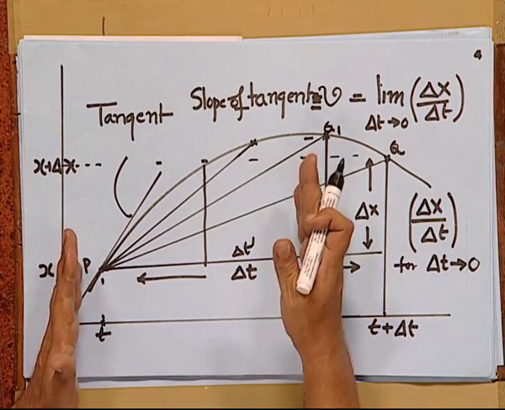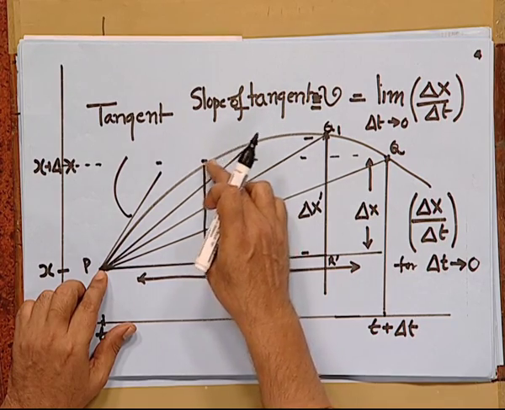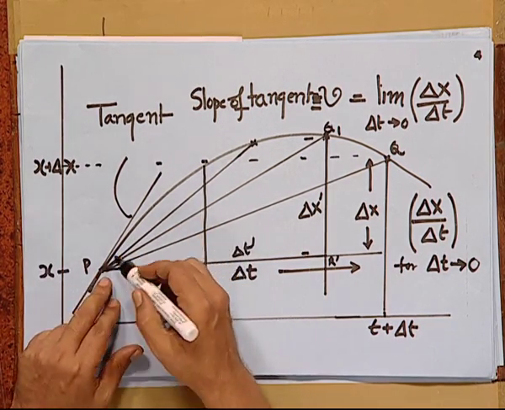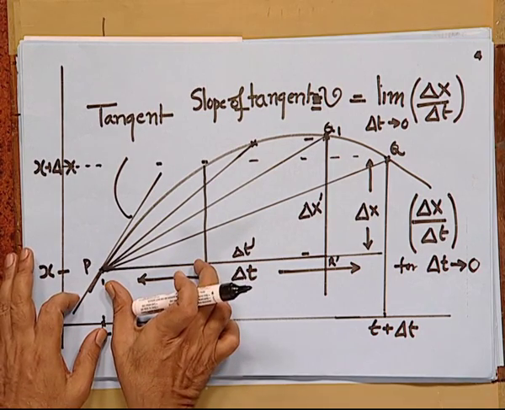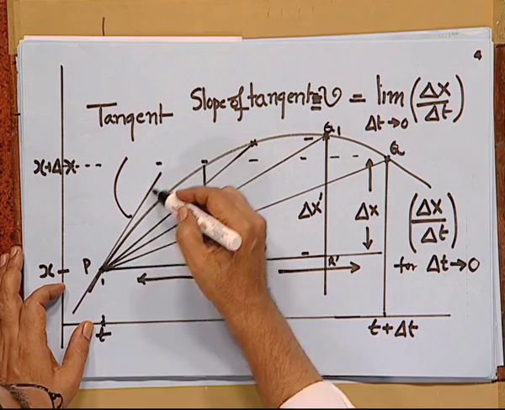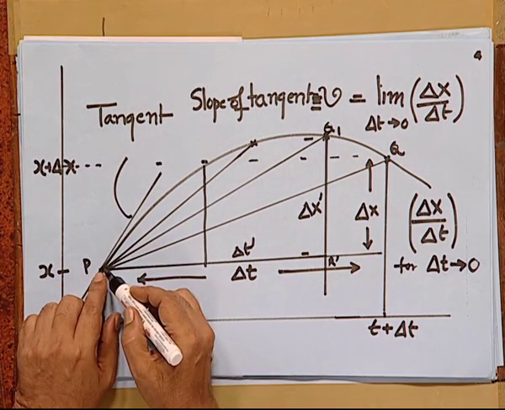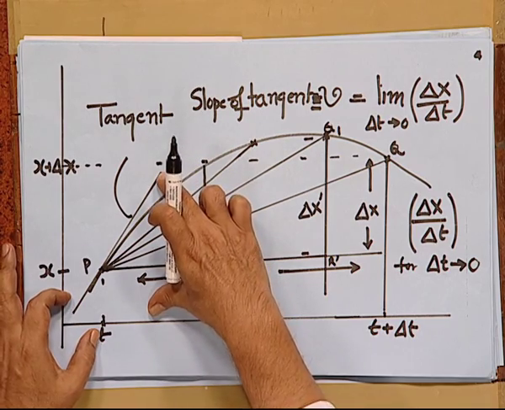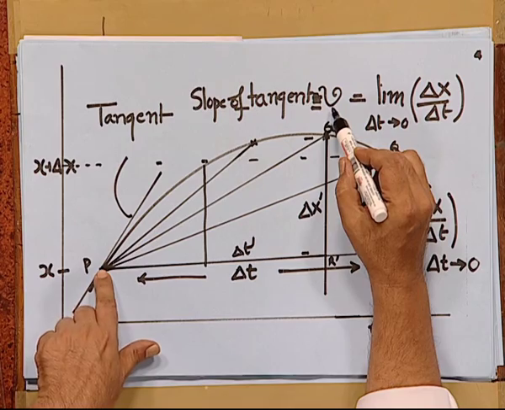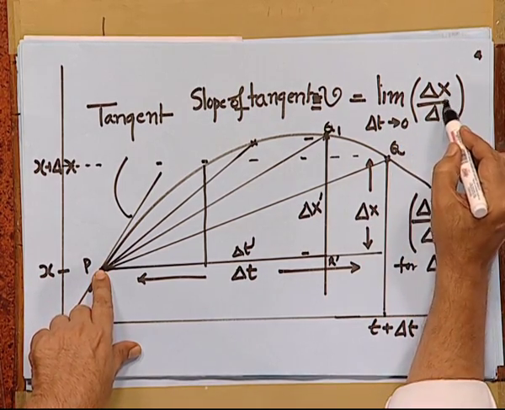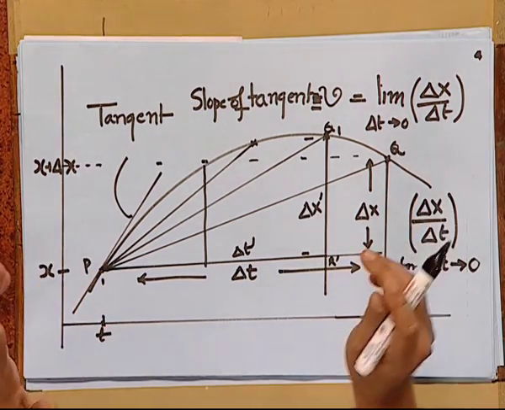You reduce this time gap smaller and smaller and make it almost 0. In that case the slope of this graph goes on increasing, and at point P, when you make delta t almost tending to 0, you draw a line which is called the tangent line at the point P, and the slope of this line is called the instantaneous velocity. The slope of the tangent at point P, that is V, is written as limit of delta x by delta t as delta t tends to 0, and is called the instantaneous velocity at point P.